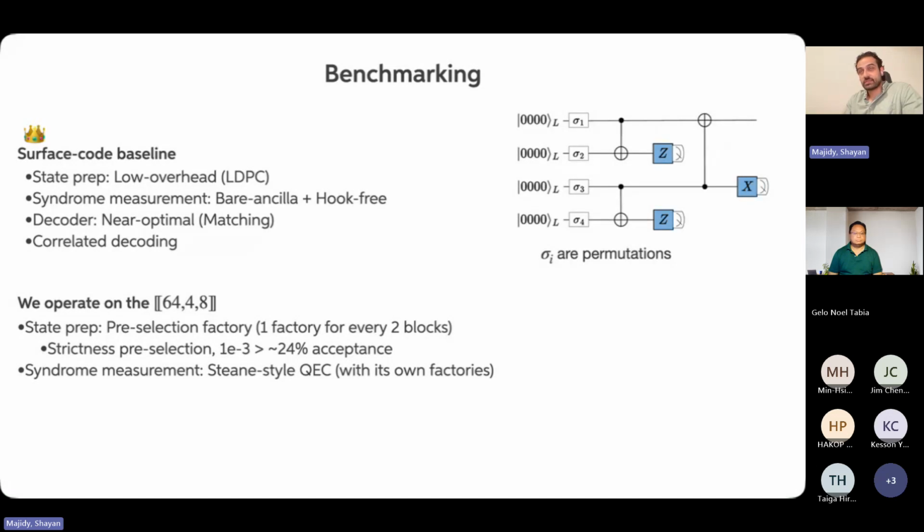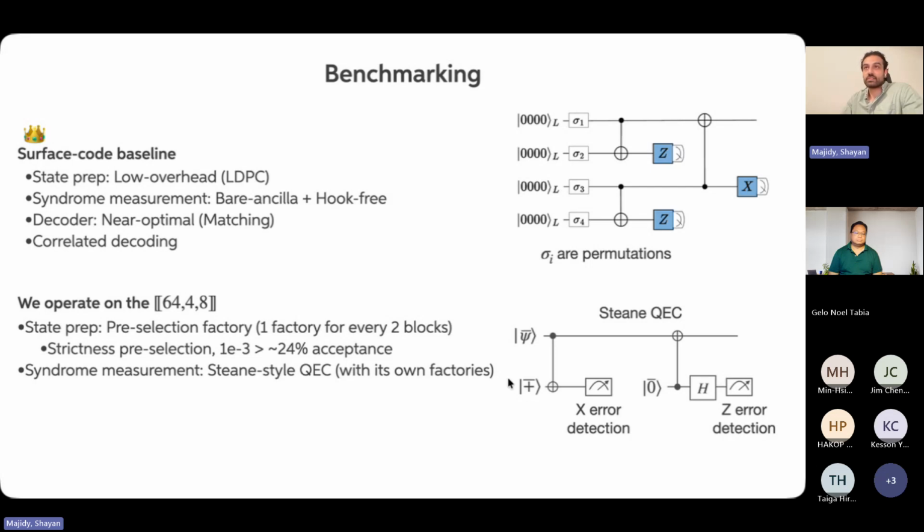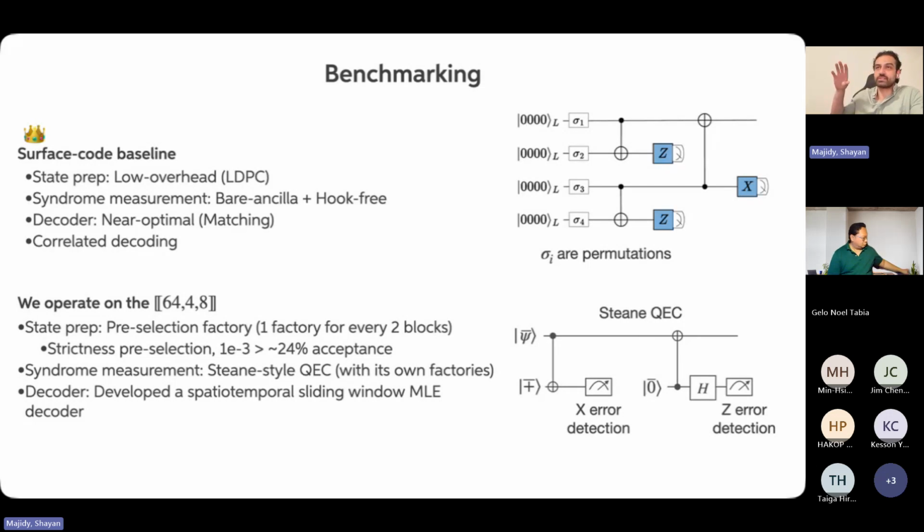We also have to deal with different syndrome measurements. Again, because it's not QLDPC, we use Steane-style quantum error correction, where we have to logically prepare fault-tolerantly these ancillary blocks for X and Z error detection. So it's not just bare ancillas. And we have to use a different decoder. Here we develop a spatial temporal sliding window MLE decoder, where you decode on a single window, commit to the change, and then slide the window around.